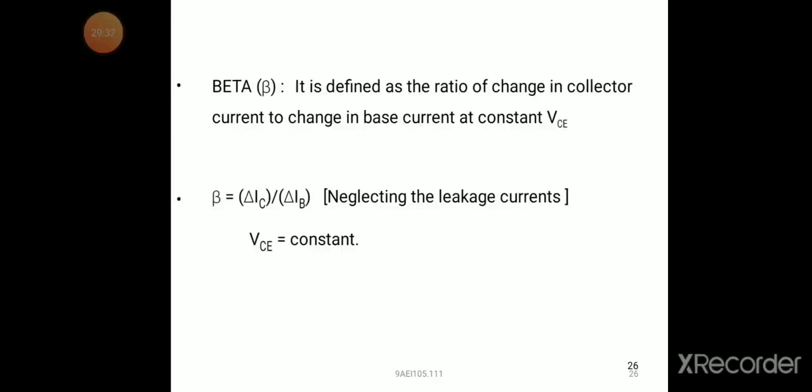It is defined as the ratio of change in collector current to change in base current at a constant VCE. So beta equals delta IC by delta IB, with VCE constant.